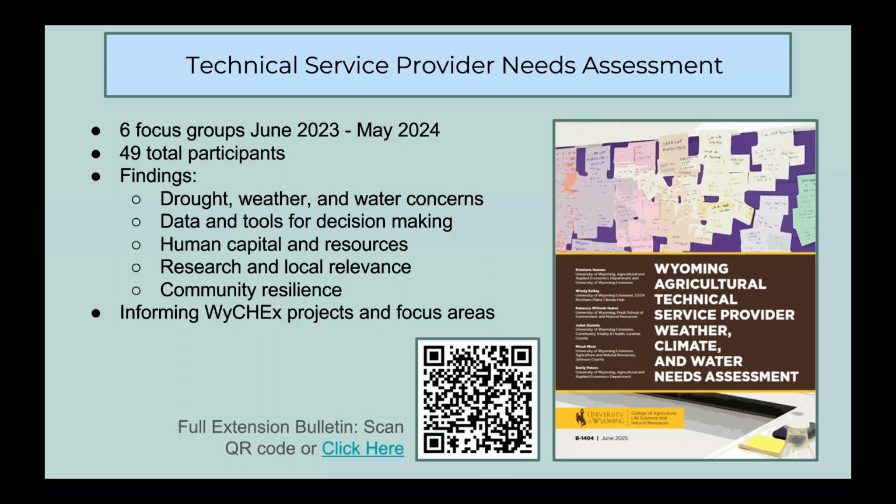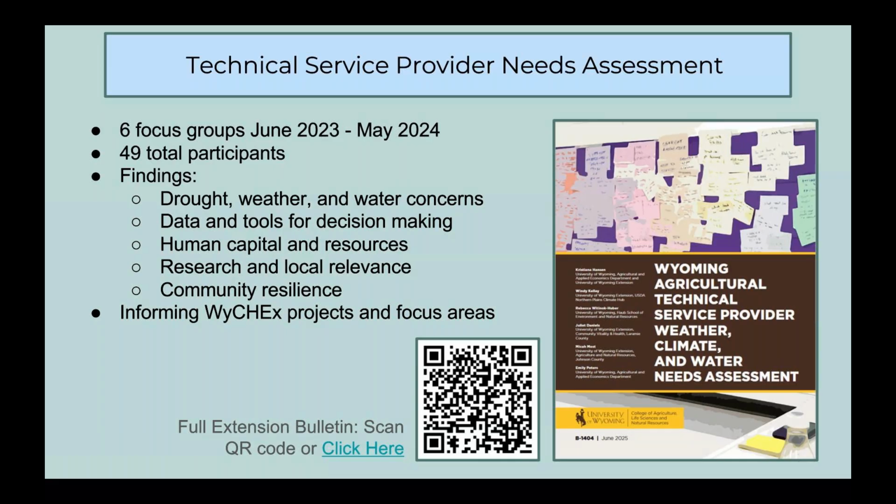And findings were kind of clustered in these 5 groups. 1 were drought, weather, and water concerns. And then needs were found around data and tools for decision-making, human capital and resources, research and local relevance, and then finally community resilience. So these needs in these focus groups are really what is directing and informing the focus areas and projects of the YCHEX grant project. If you're interested in reading more about that, you can click on the link or scan that QR code.